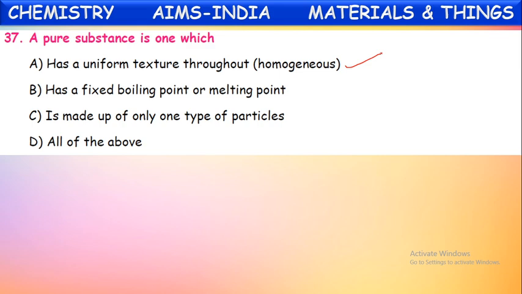If you take water itself, its melting point is 0 degrees Celsius in the pure form, and its boiling point in its pure state is 100 degrees Celsius. These two are in its pure state. If any impurities are added to it, then there will be changes in its boiling and melting points. But in the pure state, they will have fixed melting and boiling points. So this point is also true about pure substances. And next, it is made up of only one type of particles. Yes, any substance which is made up of only one kind of particles is said to be a pure substance.